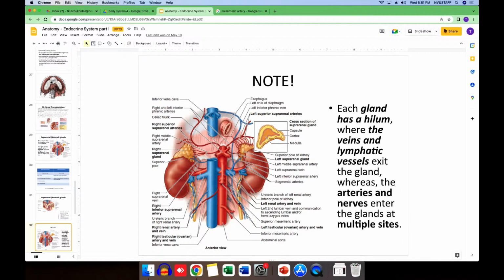So celiac trunk provides for the upper GI tract, like the stomach. Because like gastric artery, gastromental left and right. So the gastric artery is for the lesser curvature of the stomach. But what about the mesenteric arteries?